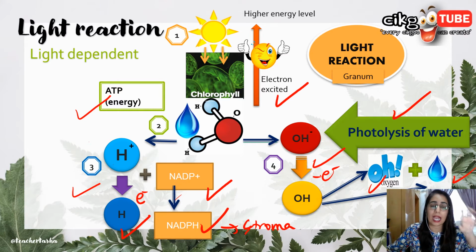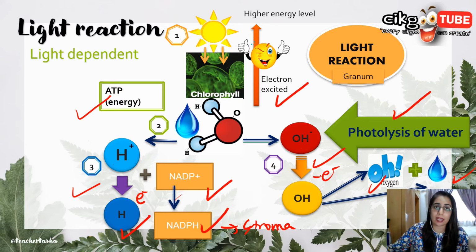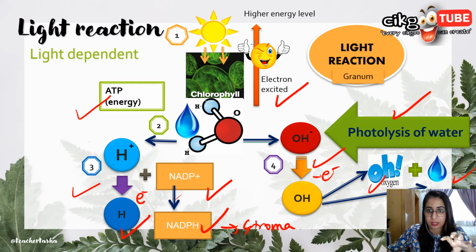I repeat, hydroxide ions lose electrons to form hydroxyl group, and this electron is received by the chlorophyll. The hydroxyl group will then combine and form oxygen and also water. All right, so this is the light-dependent reaction that occurs in the granum. Go through it, make a flow map so you understand what is going on. Okay, next.